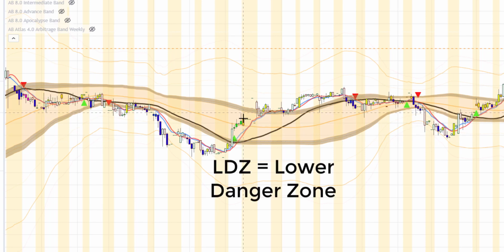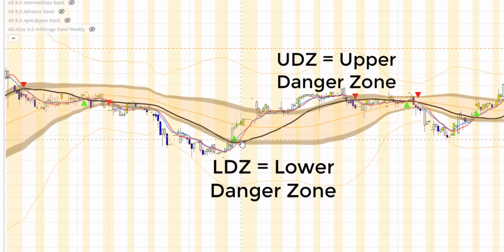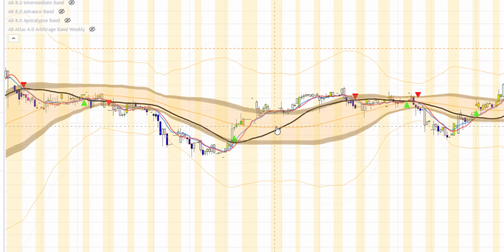You can see this band has a darker shaded color at the top and the bottom. These are called the danger zones. They're the very last 5–10% of the band, and it means there is a much higher chance of it turning direction. And if it gets really low, we have a very good chance of it going all the way to the other side and not just to the middle.